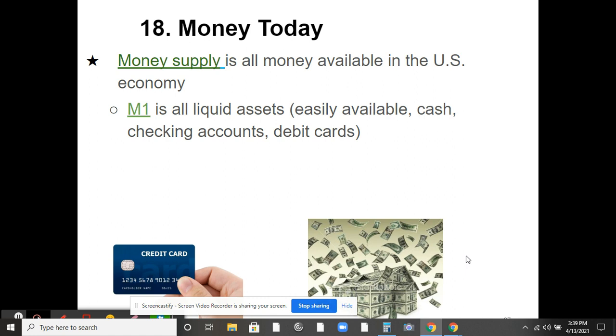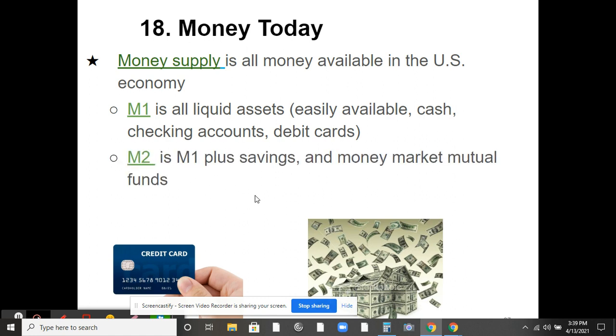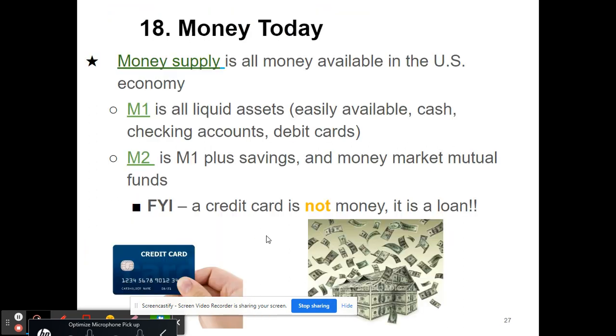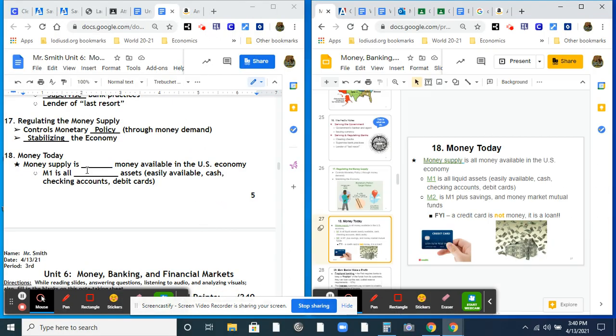M1 is all money. The first strand of the money supply is all liquid assets, easily available: cash, checking accounts, debit cards. M2 is all liquid assets plus savings and money market mutual funds. Credit card is not money; it's a loan. You're borrowing money at an exorbitant interest rate, and if you cannot afford to pay that successfully, it's a mistake to borrow too much. So don't make that mistake. Most college people make that mistake. Don't want that to be you.